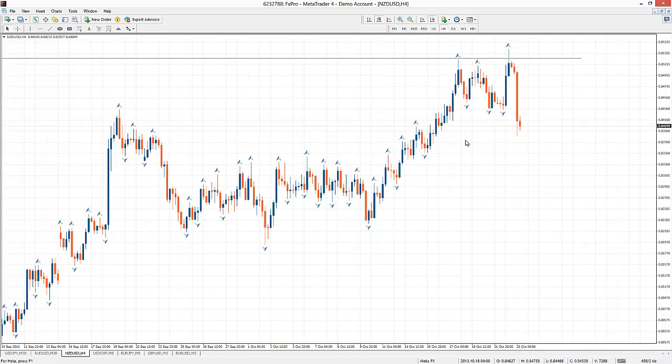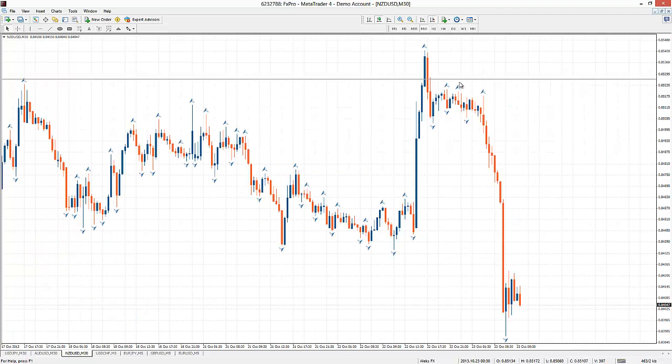On the 4-hour chart, you see this up move. It hit resistance, came back down, and you see how we've got this big rejection here. So sellers are definitely in control in the higher time frames.